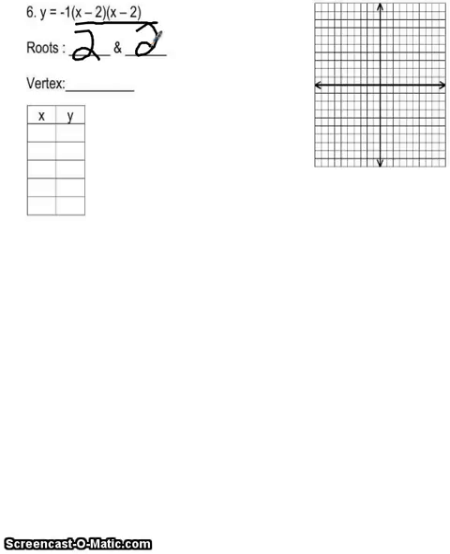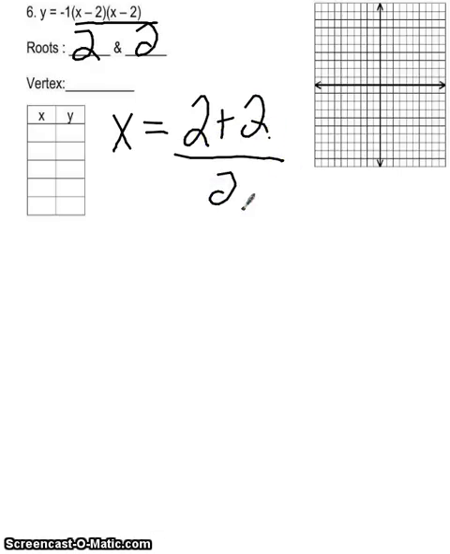Now let's do the same steps we did in problem 5 to come up with my x and my y value for my vertex. So remember, we add the two roots together and divide by 2. So here I have 2 plus 2 is 4. 4 divided by 2 is 2. So my x value for the vertex on number 6 is positive 2.